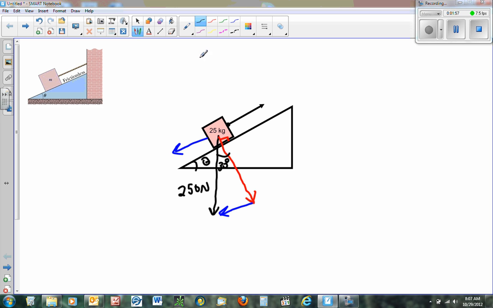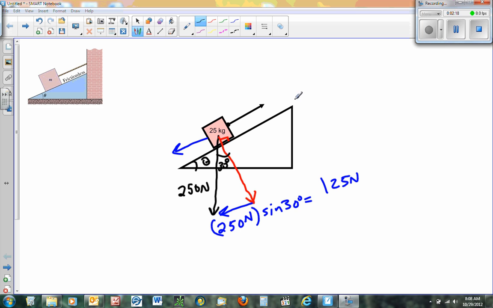So 250, need blue to be consistent, 250, that's mg, times sine of 30 degrees, and that's going to equal 125 newtons. So basically I have 125 newtons downhill. Well, guess what the tension in the rope is? The tension is equal to that because it's not moving.